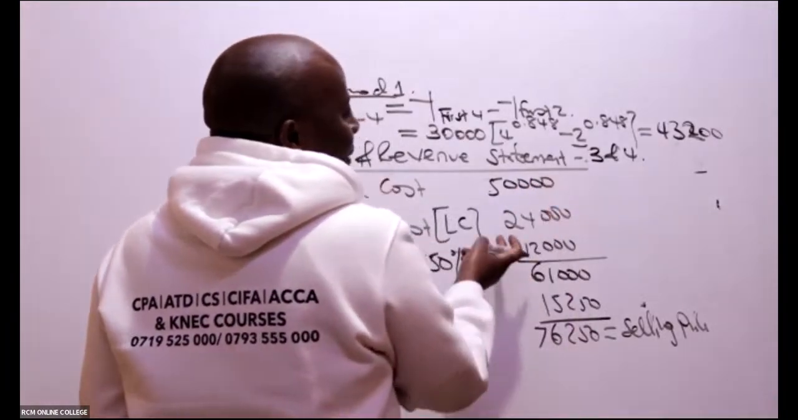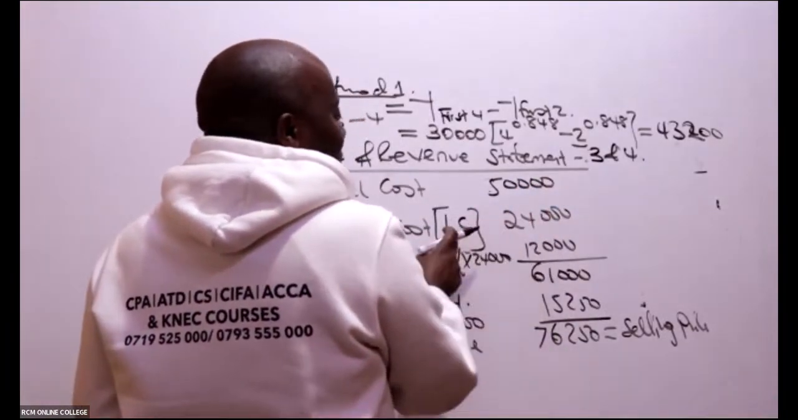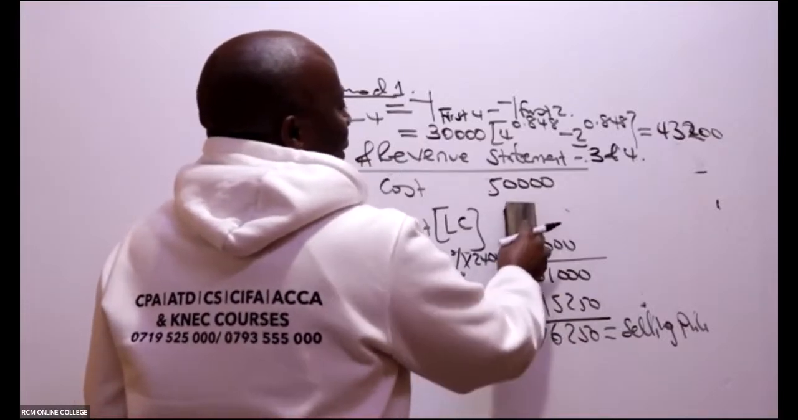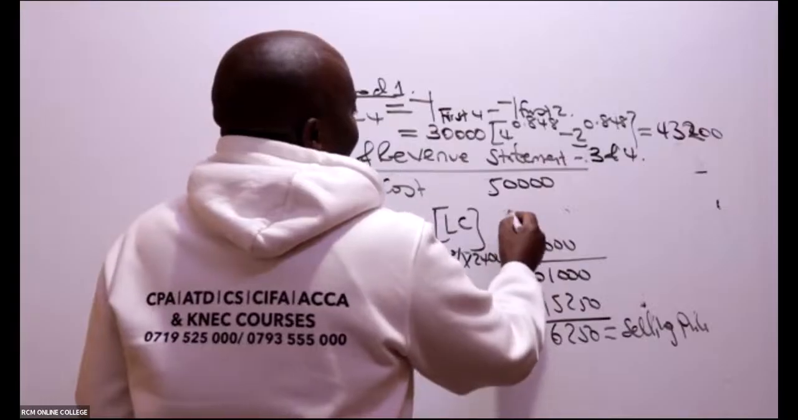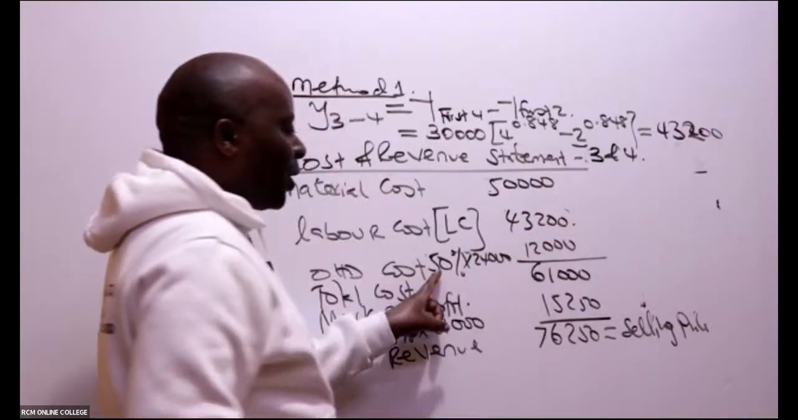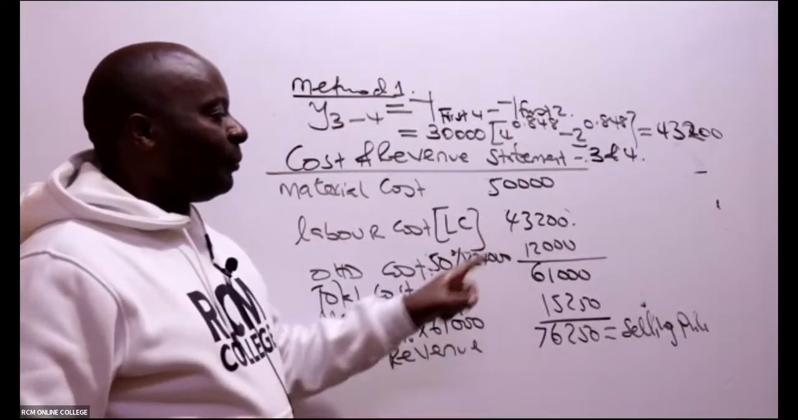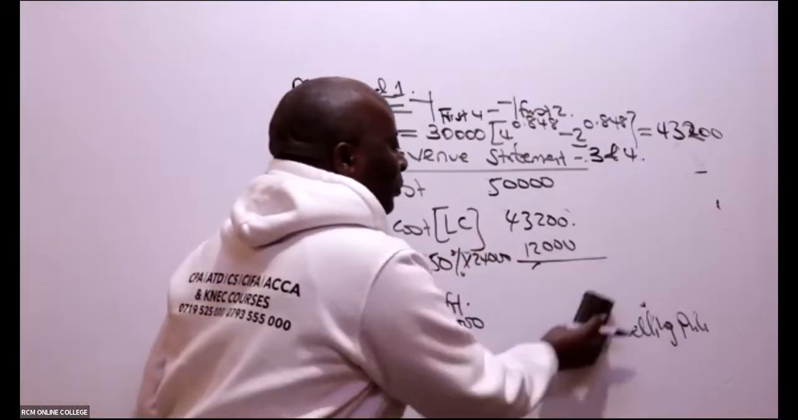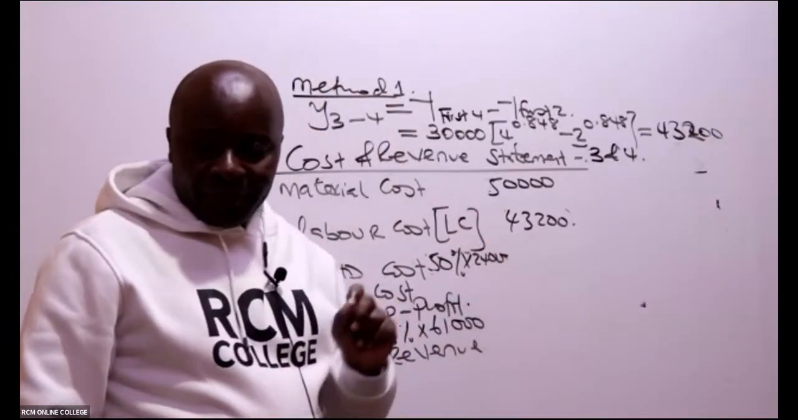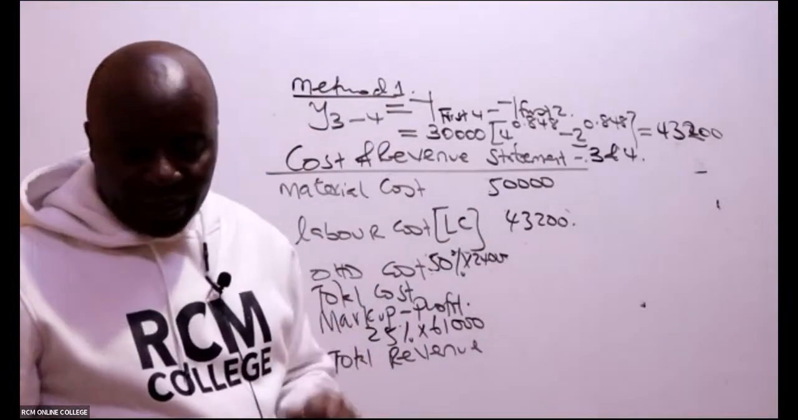Labor cost, don't tell me take this times 2. Labor cost is learning curve. So labor cost, we know it's learning curve, 43,200. All right. Overhead cost is 50% of the labor. Overhead cost, it will be 50% of the labor. 21,600.